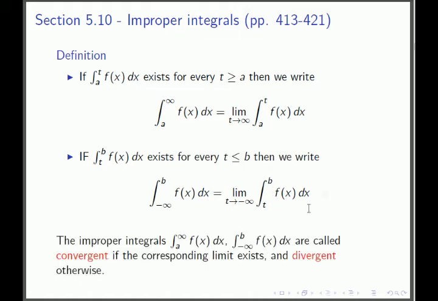The improper integrals of these types are called convergent if the corresponding limits on the right side exist. Remember, limits may or may not exist. If the limits do exist, then these integrals are called convergent, otherwise they're called divergent.